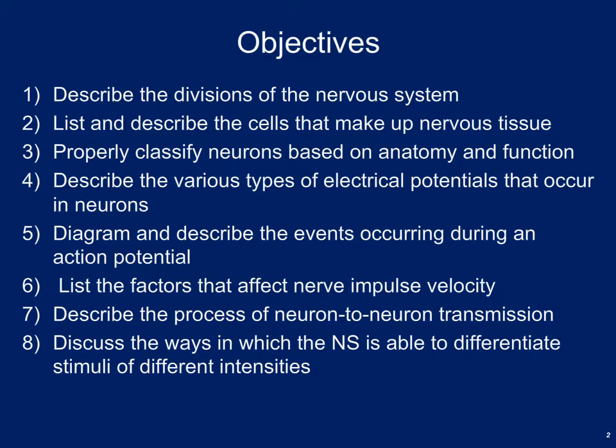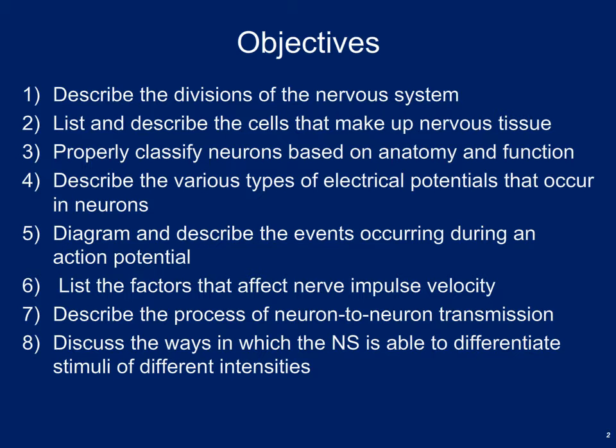You should also be able to diagram and describe the events occurring during an action potential. Being able to understand this particular objective is very important to understanding how nervous tissue works and how drugs and diseases that affect the nervous system work as well. So make sure you can properly diagram and describe all the events that occur during an action potential or nerve impulse.